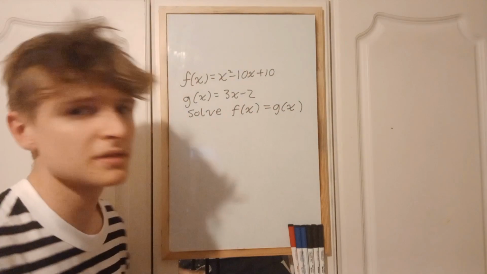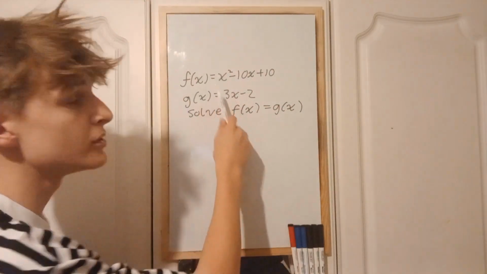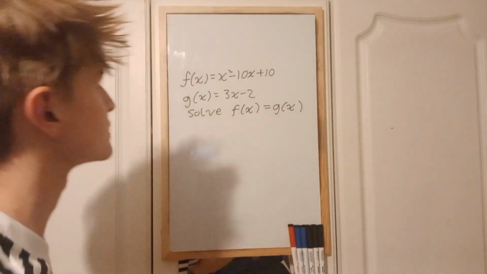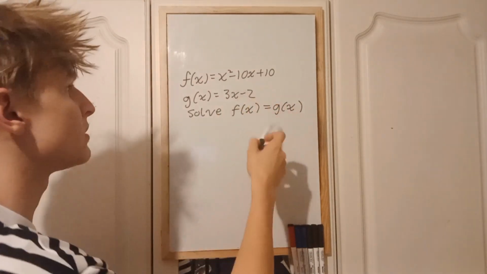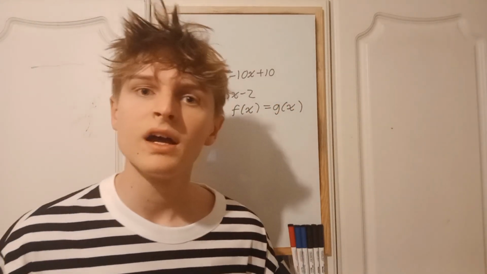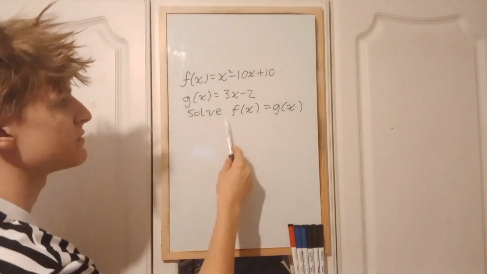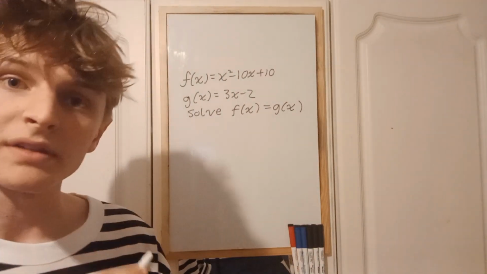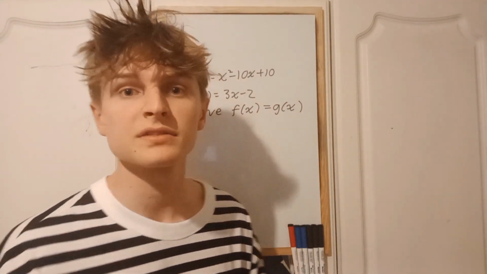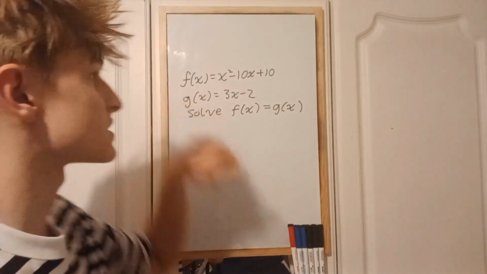If we look at what this question is, we've been given two functions this time. One of them is a quadratic polynomial, one of them is a linear polynomial, and we're asked to solve f of x equals g of x. Now, what that means is solve for the input x such that this function and this function happen to output the same value.